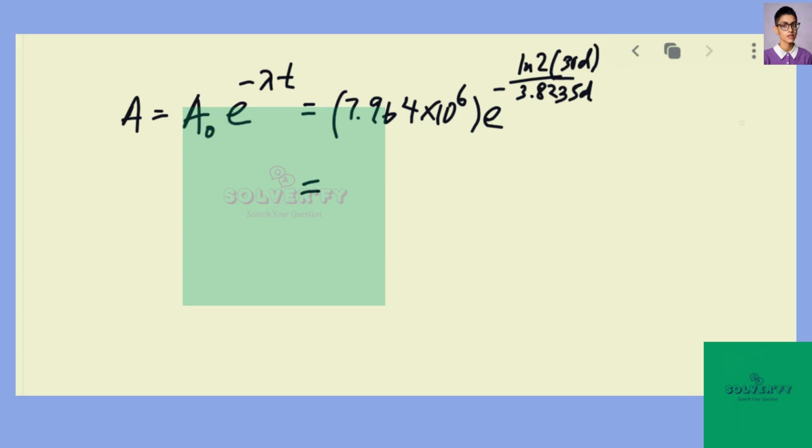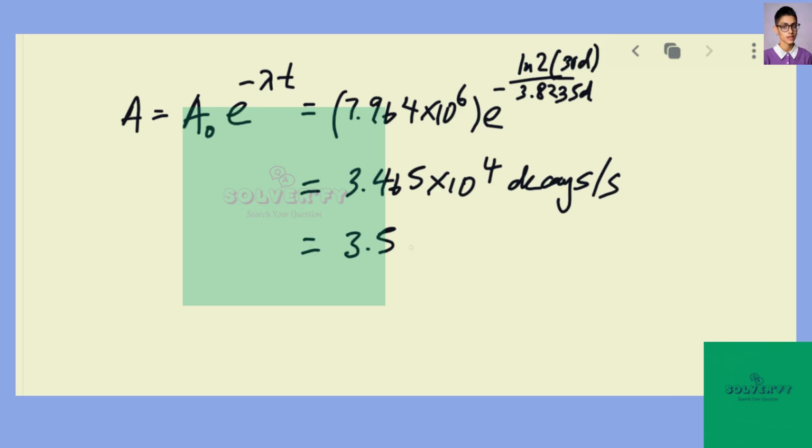We should get 3.465 times 10 power 4 decays per second, or 3.5 times 10 power 4 becquerels. So this is the activity after a month.